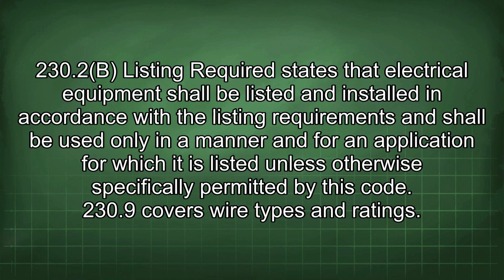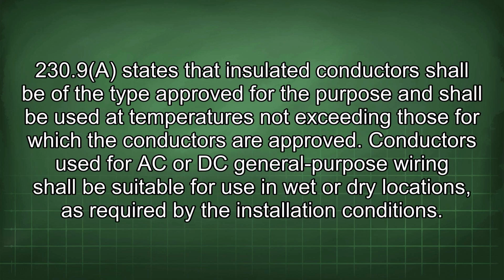230.9 covers wire types and ratings. 230.9 states that insulated conductors shall be of the type approved for the purpose and shall be used at temperatures not exceeding those for which the conductors are approved. Conductors used for AC or DC general purpose wiring shall be suitable for use in wet or dry locations, as required by the installation conditions.